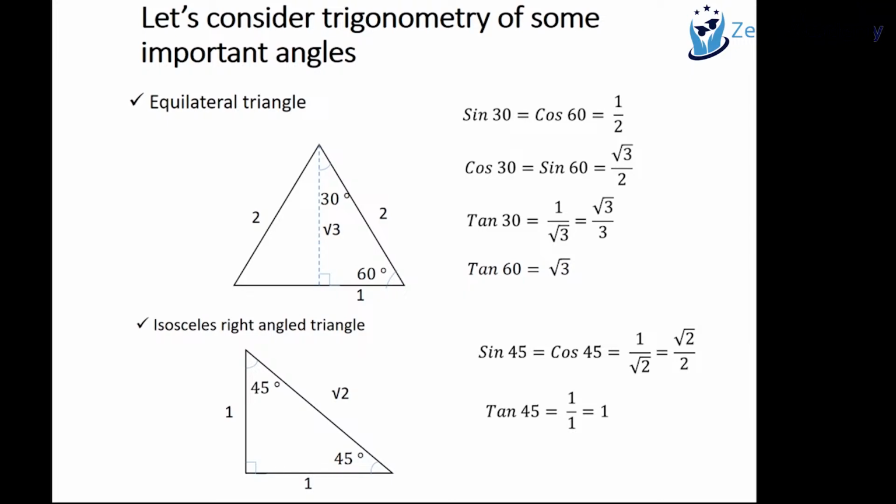Here are two examples. We have equilateral triangles. Equilateral means the sides of the triangle are equal. Here's an example of it. We have this triangle with sides of two unit lengths. So we call this equilateral.